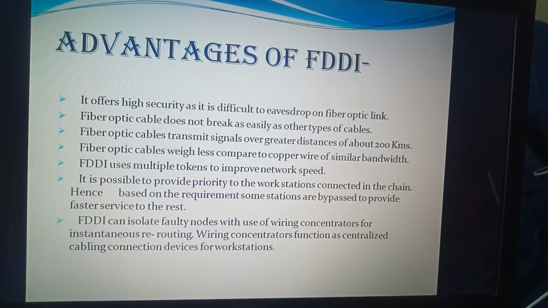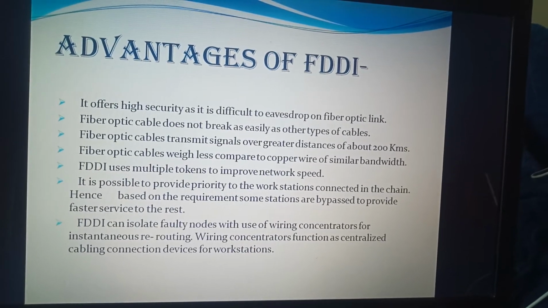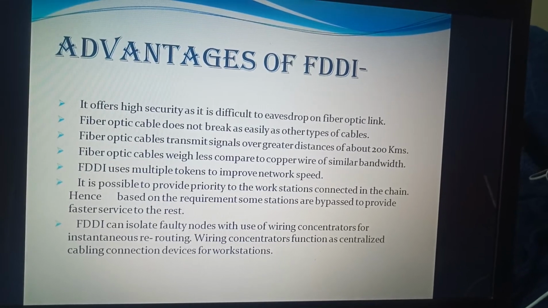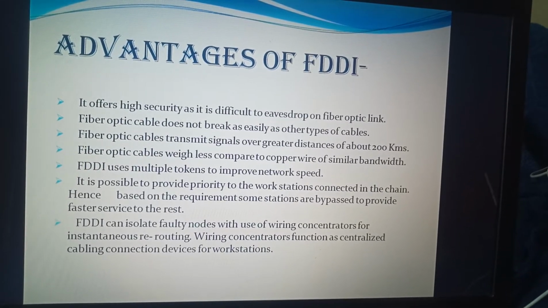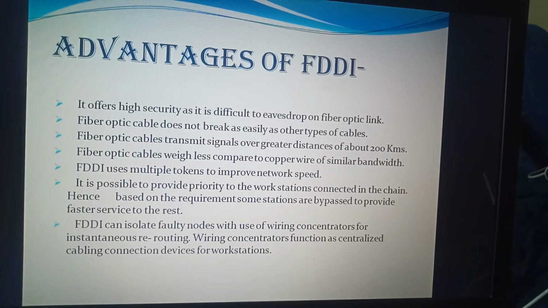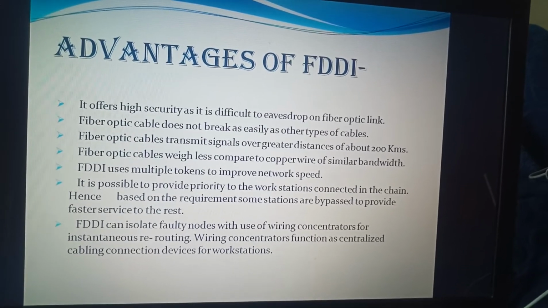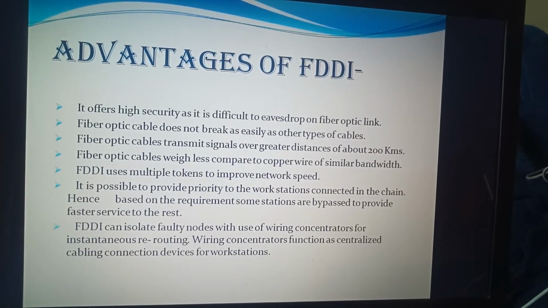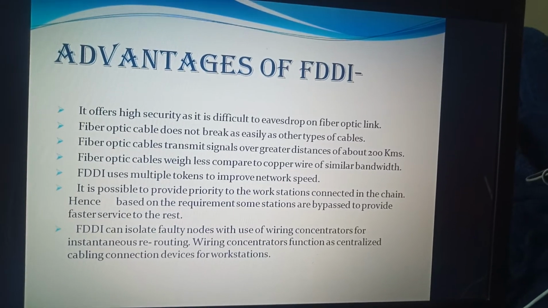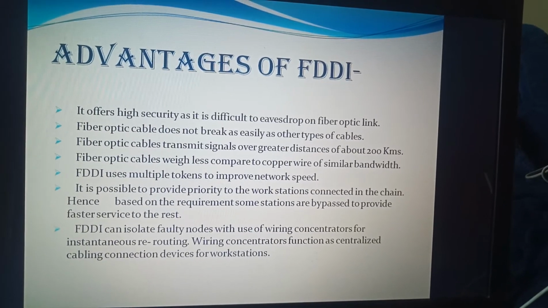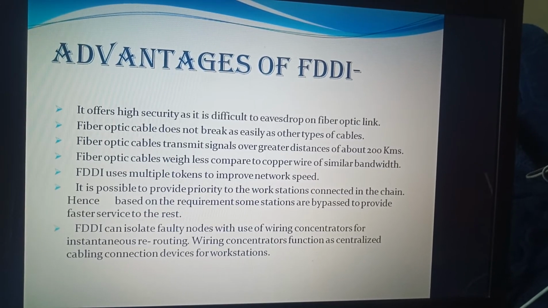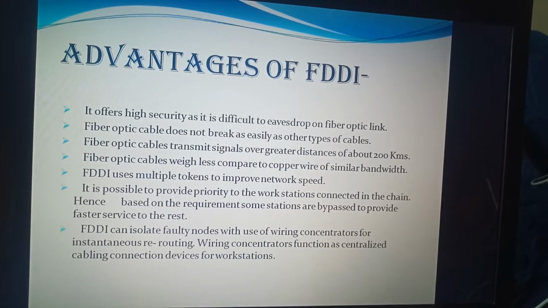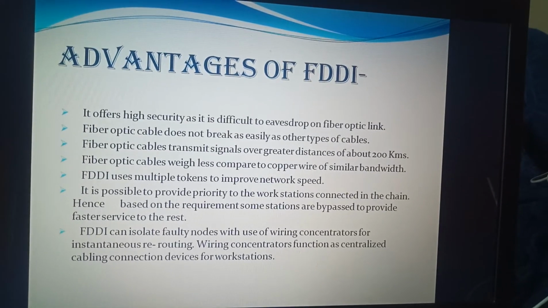FDDI uses multiple tokens to improve network speed, and it is possible to provide priority to the workstations connected in the chain. Hence, based on the requirement, some stations are bypassed to provide faster services to the rest. FDDI can isolate faulty nodes with the use of wiring concentrators for instantaneous rerouting, and wiring concentrators function as centralized cabling connection devices for workstations. These are all the advantages of FDDI.